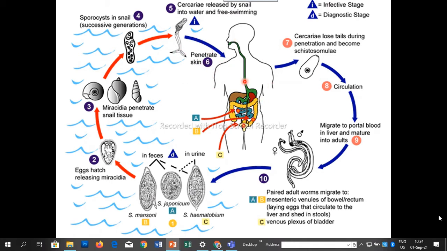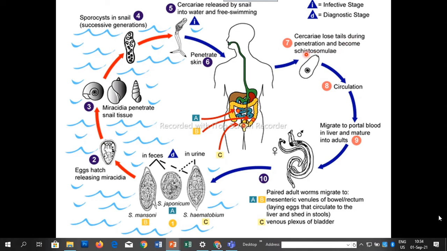After cercariae penetrate the skin of a human being, if you are working in water without shoes, I gave you the example of those rice cultivators. Those people who cultivate rice, you know that they cultivate rice in the water. Okay? So they are at high risk of having this schistosomiasis.